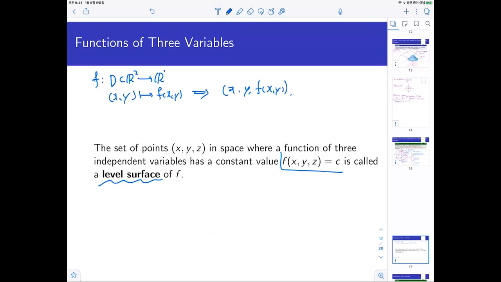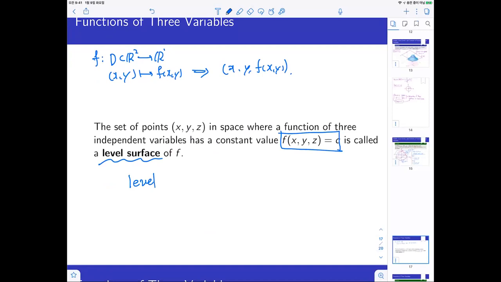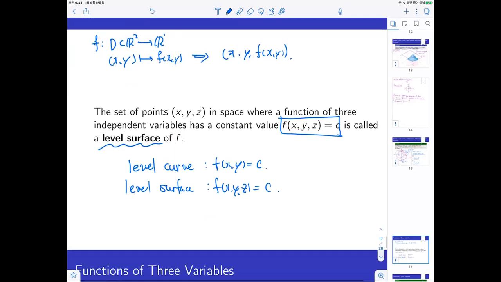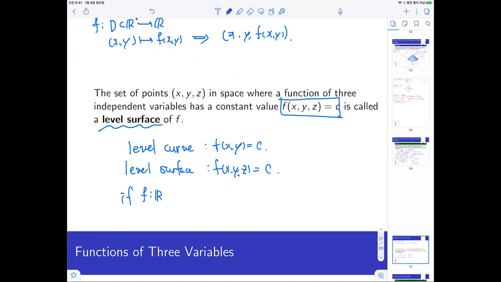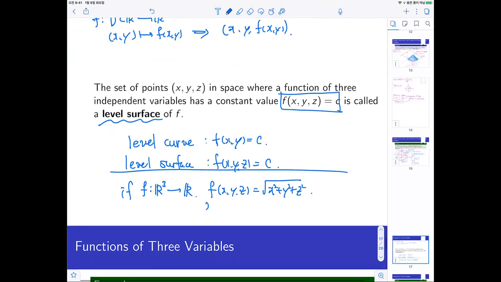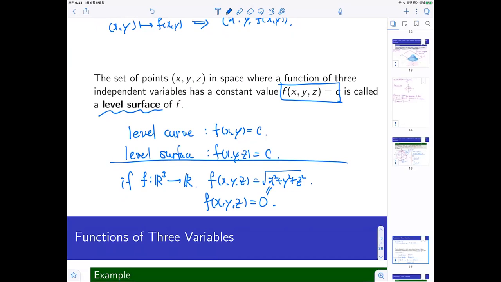The definition of a level surface is f(x, y, z) equals c. So here, a level curve is f(x, y) equals c, and a level surface is f(x, y, z) equals c. Actually, if f is defined from R3 to R and f(x, y, z) is the square root of x squared plus y squared plus z squared, and the level surface is given as f(x, y, z) equals zero, then the only solution is the origin. So it is not a surface.